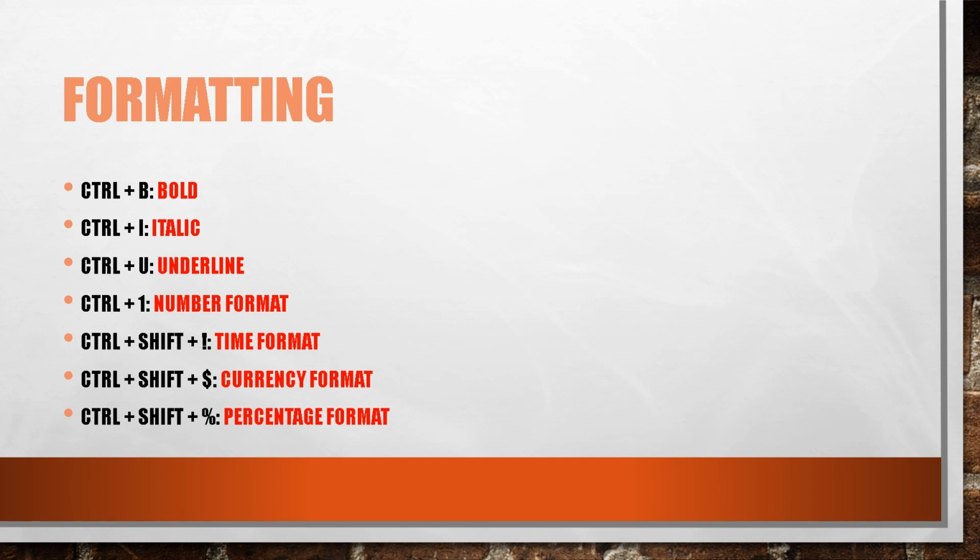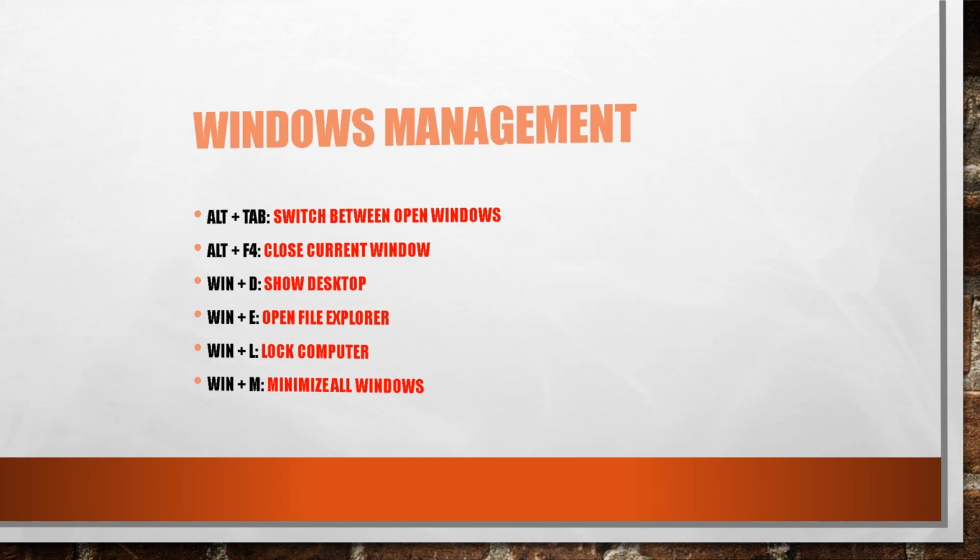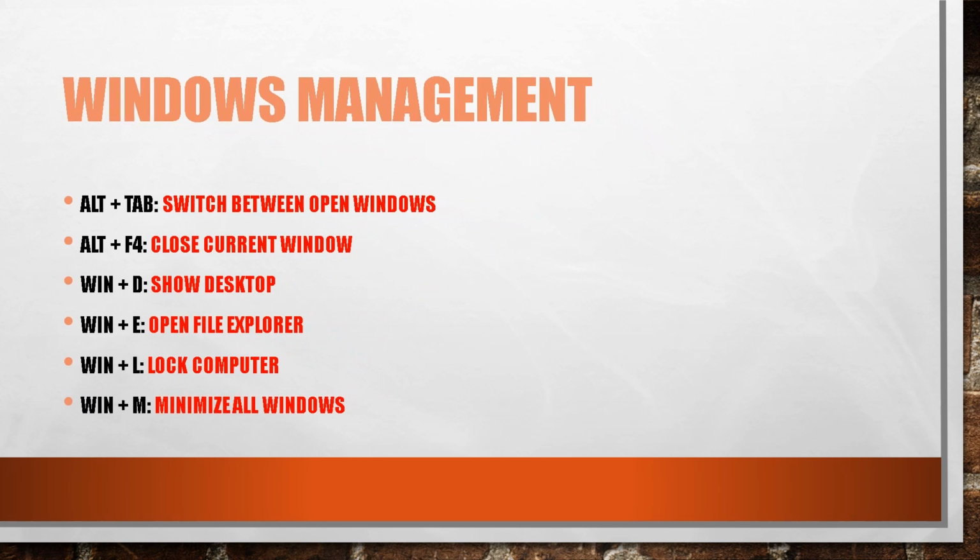The next area is Windows management. If you want to switch between open windows, you press the Alt button and the Tab button. That means you'll be able to go to another window and continue your work. If you want to close the current window you're working on, you press Alt and F4. If you want to show the desktop, say you're online and you want to go to your desktop, you press the Windows button and the D button.